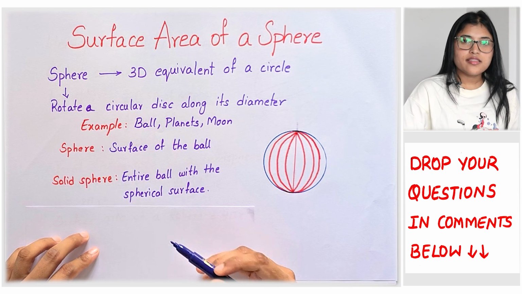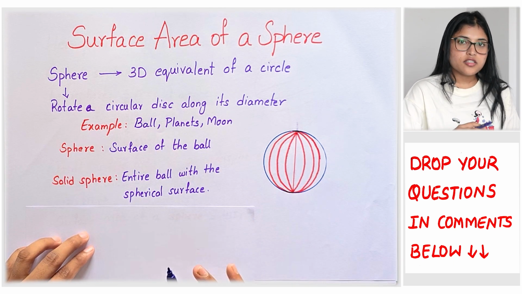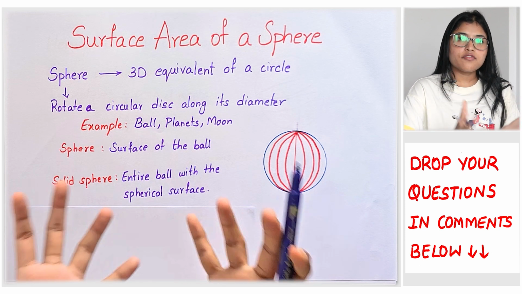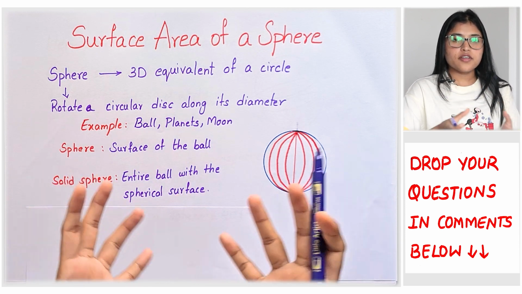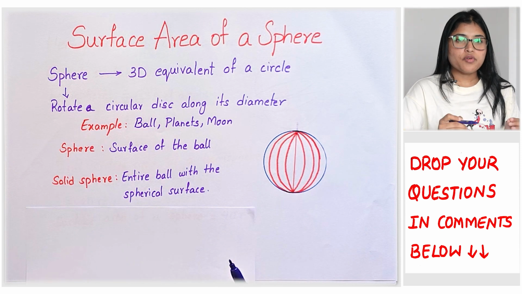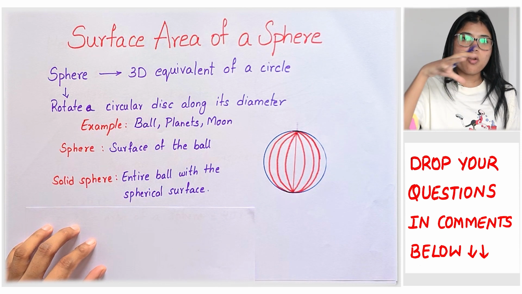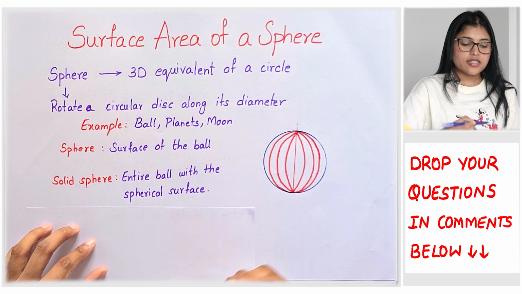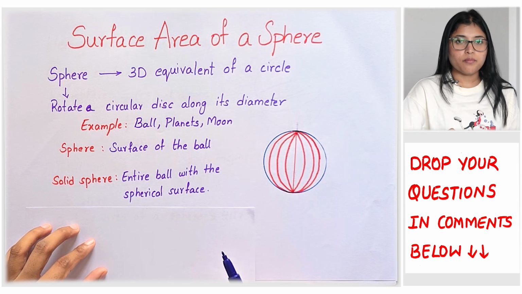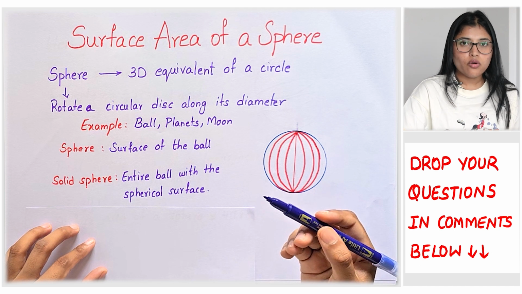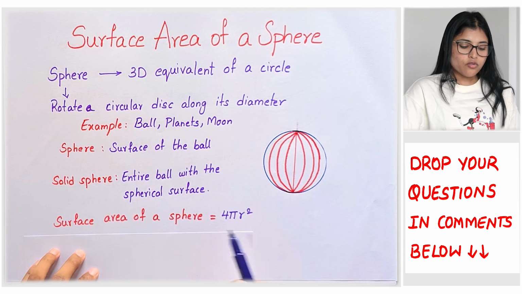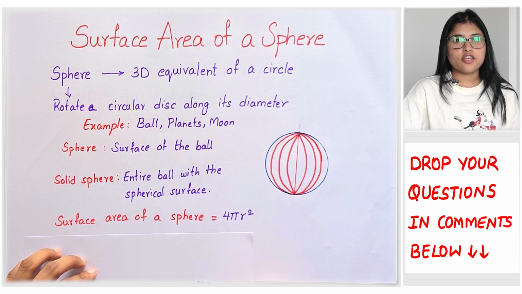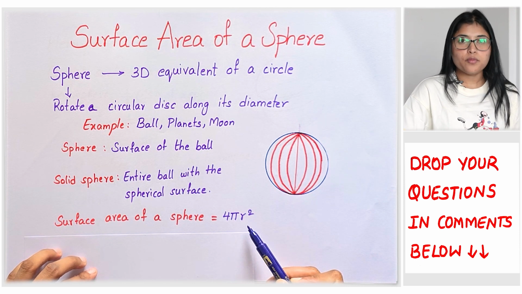In order to understand the difference between a sphere and a solid sphere, you need to know that we refer to the sphere as the surface of the ball, or the surface part itself is the sphere. However, a solid sphere includes what's inside, the whole matter, as well as the surface. So that's the difference between a sphere and a solid sphere. You can say that a sphere is hollow, but a solid sphere is full. Now, the surface area of a sphere can be written as 4 times the surface area of a circle, which is 4 into pi r square.